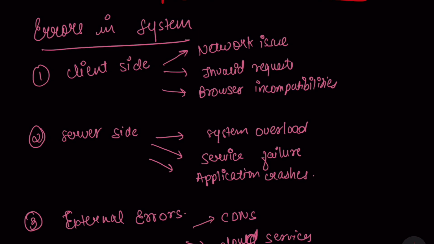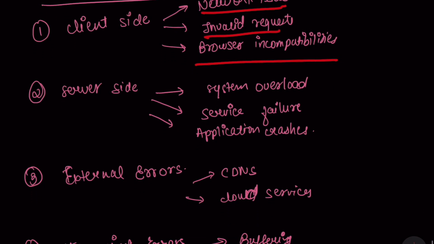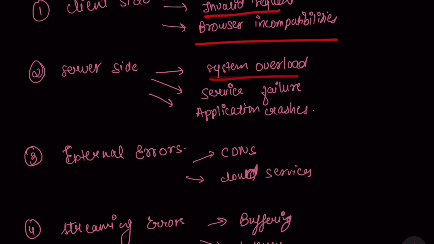Okay, so these are the types of errors in any large scale system that you can see. For the client side, you can have network issues, poor connectivity or timeouts. There are going to be invalid requests such as wrong API use or malformed data. You can even have browser incompatibilities or media playback issues, right? For the server side, you can have high traffic, resource exhaustion such as system overload, database errors, authentication failures, or if your application crashes, such as bugs and unexpected states.